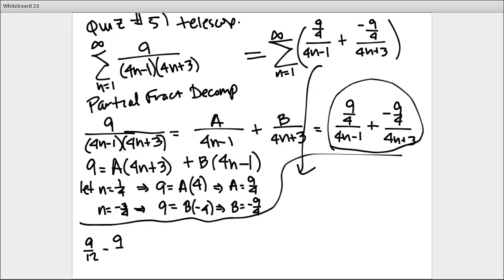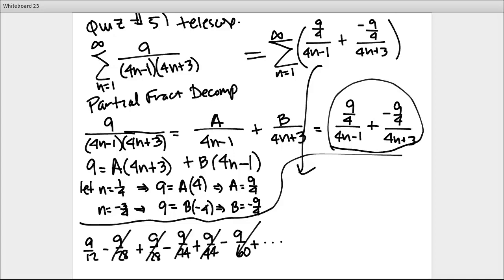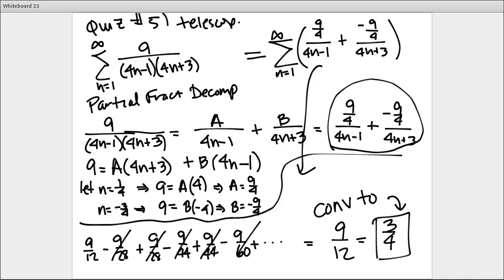When you plug a 1 in, you get 9 over 12, and then a minus 9 over 28, and then a plus 9 over 28. Nice. And then a minus 9 over 44, and then a plus 9 over 44, and then a minus 9 over 60, and hopefully you get the point, right? Bye-bye. See you later. And so it converges to what's left over, 9 over 12, which of course reduces to 3 over 4. That's how you figure it out.